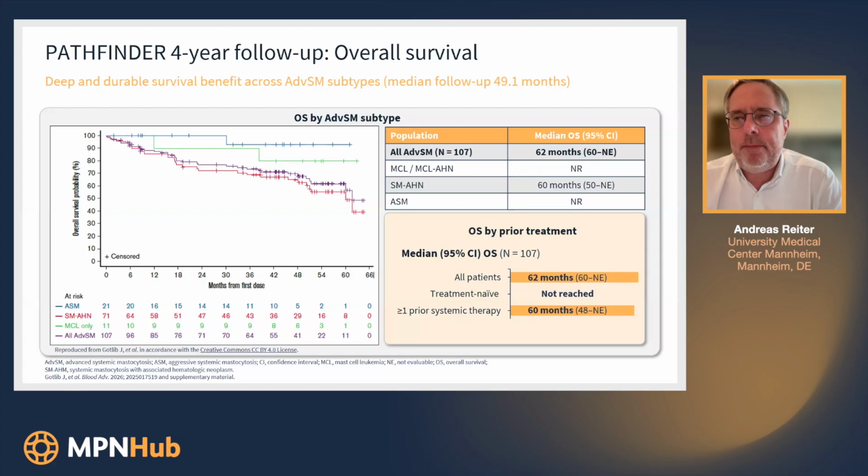Please remember what I said before. The median survival prior to introduction of midostaurin, less than 2 to 3 years. The overall survival, including a high proportion of patients with mast cell leukemia, then 29 months. And now you can see the overall survival for all patients 62 months, for treatment-naive patients not yet reached, and even for patients with 1 prior systemic therapy, 60 months.